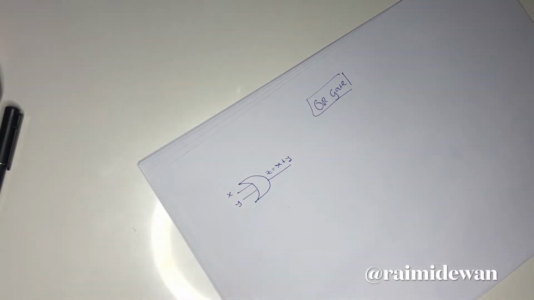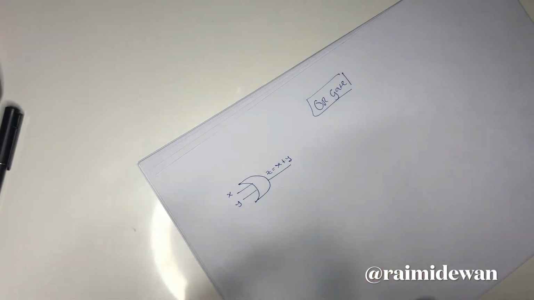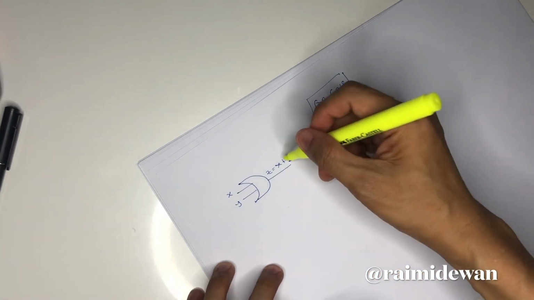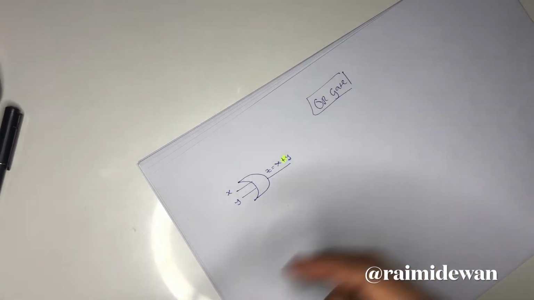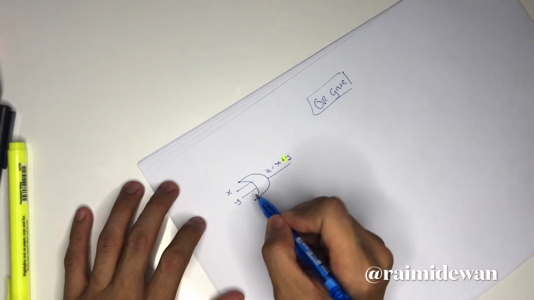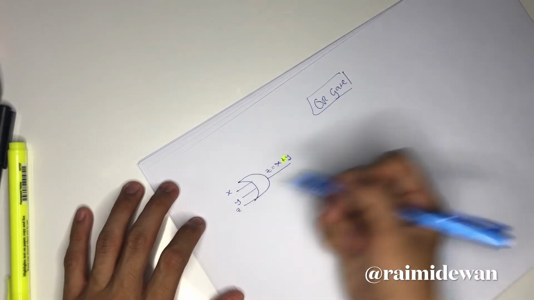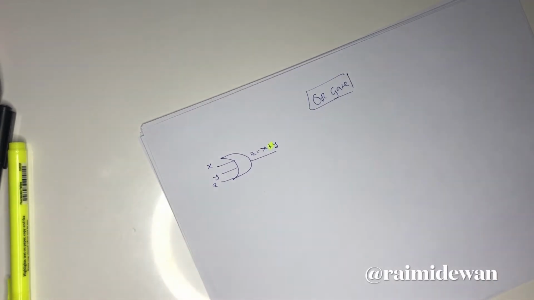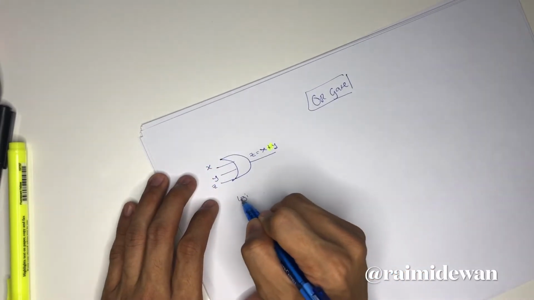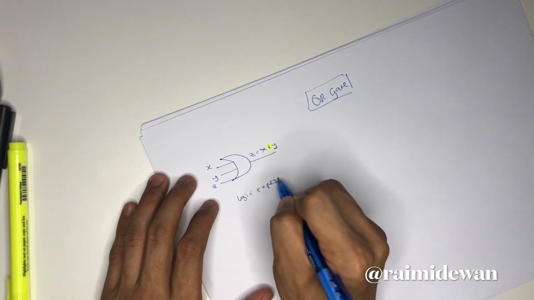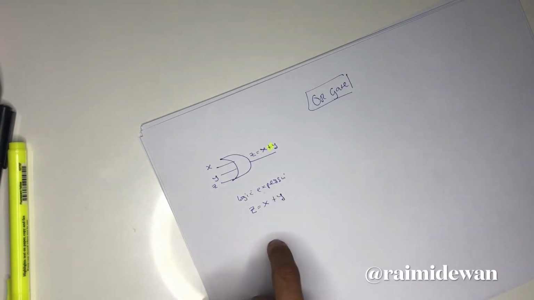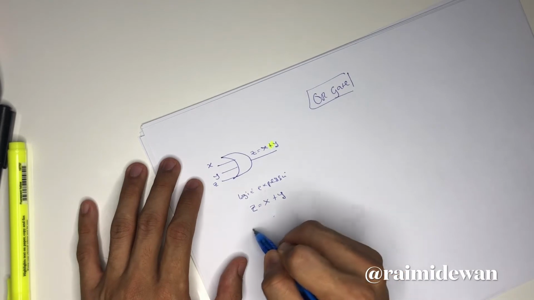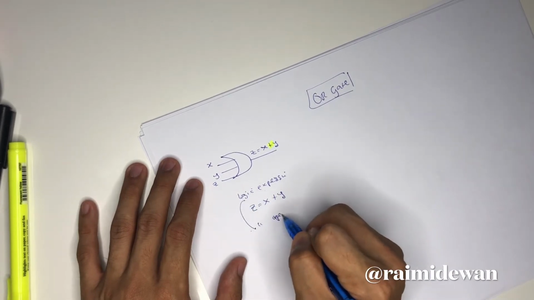So this is showing the operation. You can have more, let's say X, Y, and you have Z. Don't be rigid. So what is the logic expression? It is Z equals X plus Y. Then what is the logic operation?